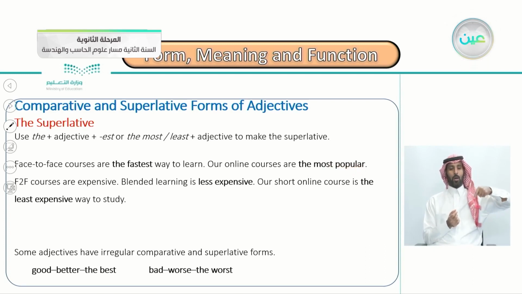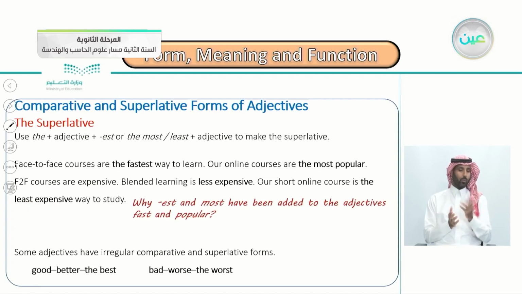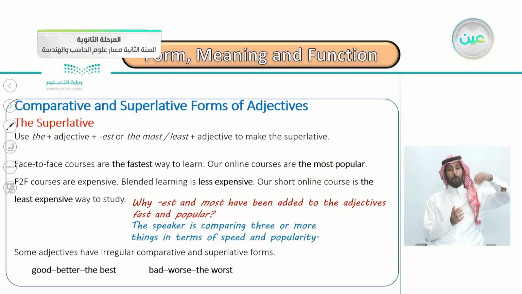Face-to-face courses are expensive. Blended learning is less expensive. Our short online course is the least expensive way to study. So we have less expensive and the least expensive way to study. Why have est and most been added to the adjectives fast and popular? The adjective fast, we added est, and the adjective popular, we added the word most. Again, the speaker is comparing three or more things in terms of speed and popularity.